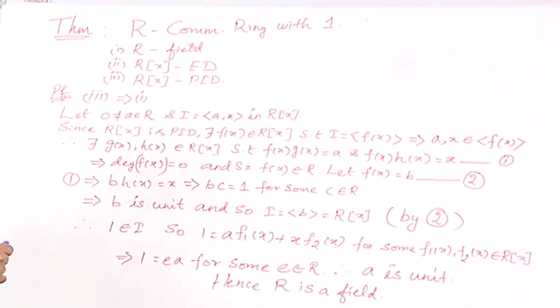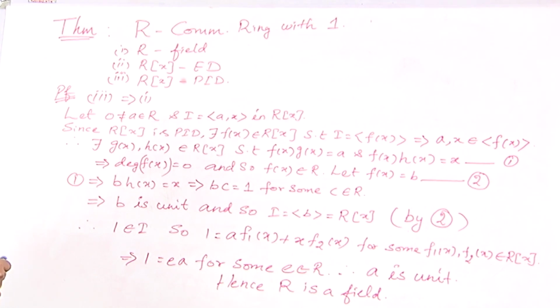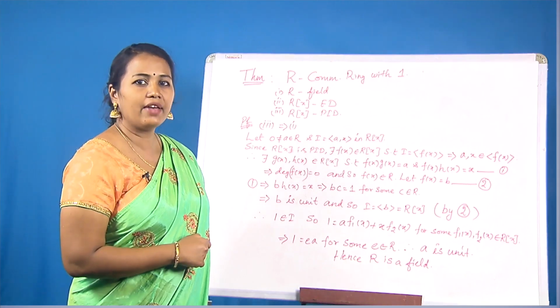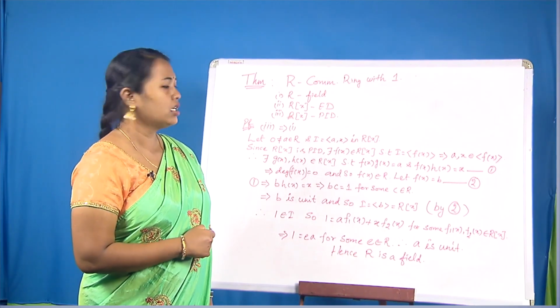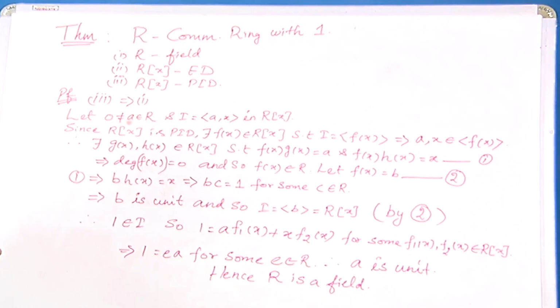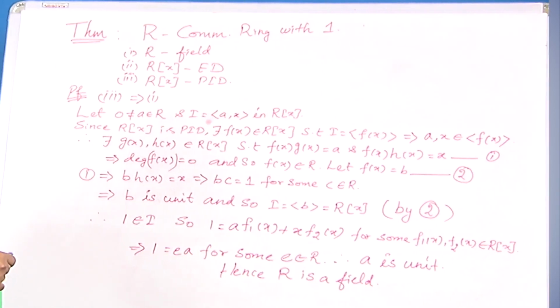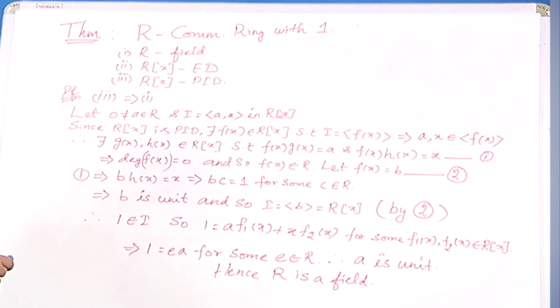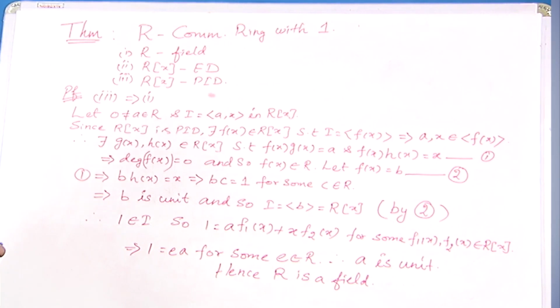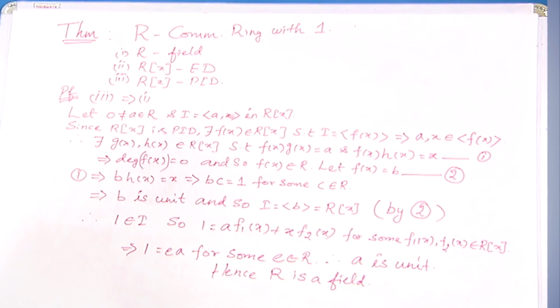Now, given that R is a commutative ring with 1 and R of x is a principal ideal domain, we have to show that R is a field. In order to show that R is a field, you have to prove that every non-zero element is a unit. So, 3 implies 1. Let us take an element A, which is a non-zero element in R, and I be an ideal in R of x. We have already said that R of x is a principal ideal domain, and therefore I is equal to the ideal generated by A comma x.